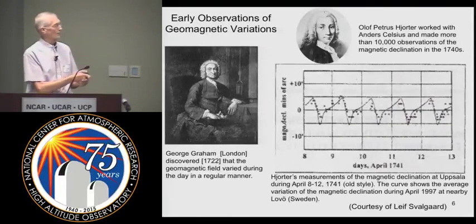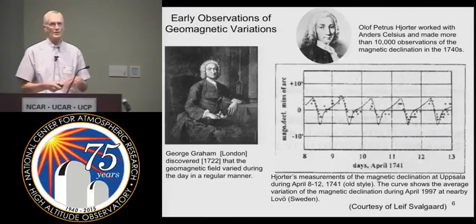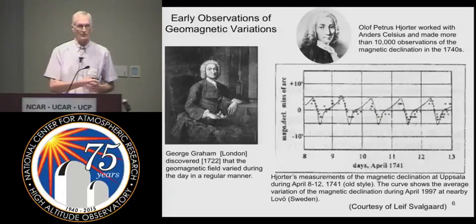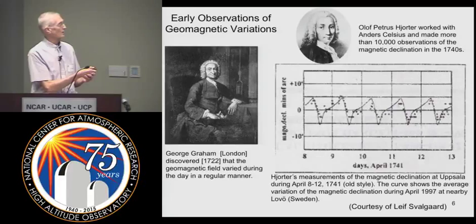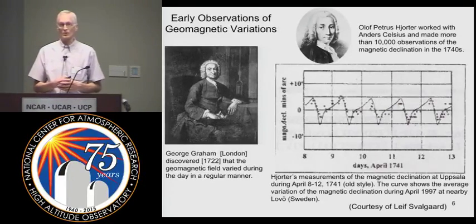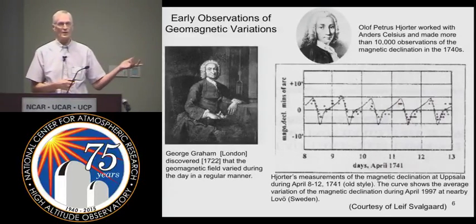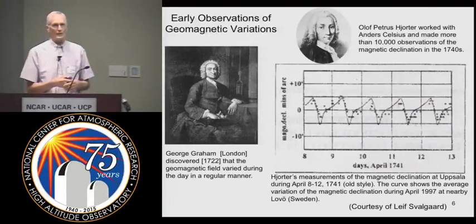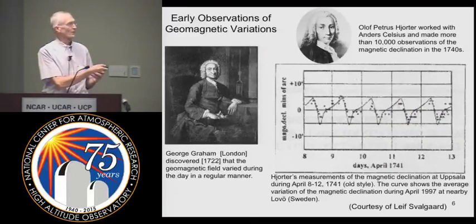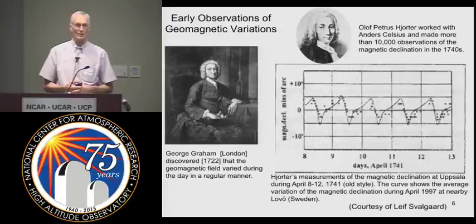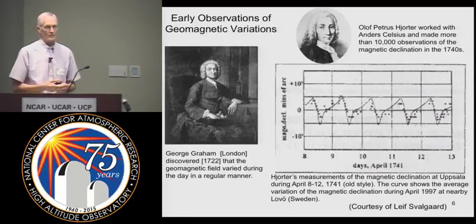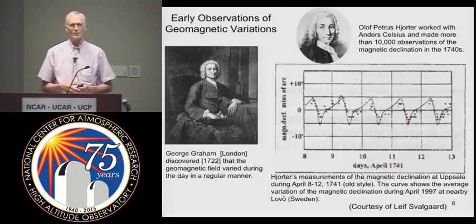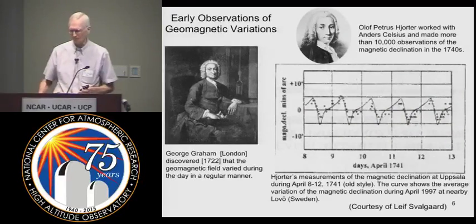I got this slide from Leif Svalgaard, who's done some historical research and was interested in analyzing these data in particular to see if they could tell us something about variations of the solar cycle, because it has since become known that the amplitude of these variations is related to the sunspot number, to the solar cycle. Hiorter also discovered that the variations became disturbed or stronger when there was aurora overhead.